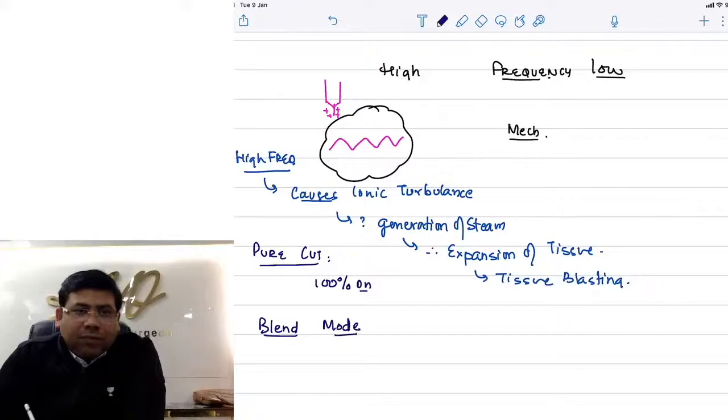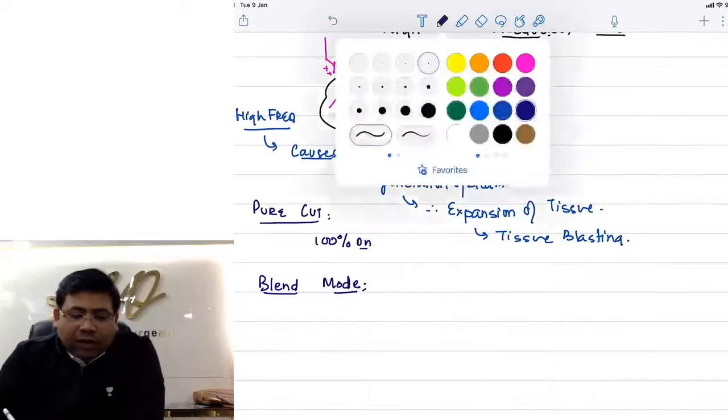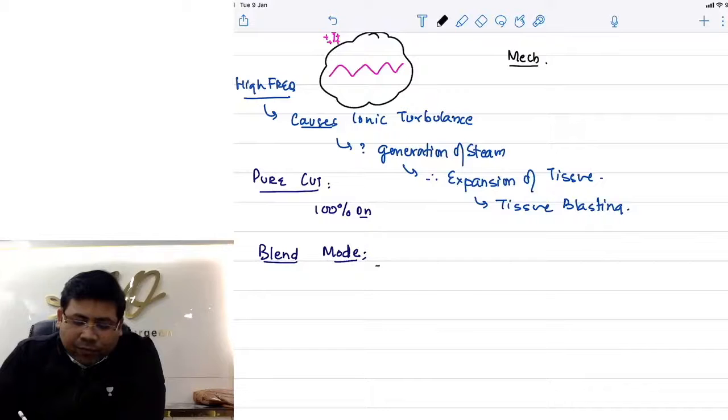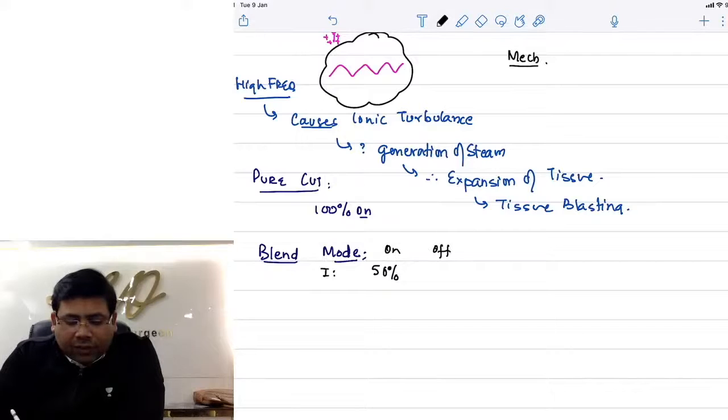What is the concept of blend mode? You are going to blend the on cycle with the off cycle. What do you mean by blending on with the off? The answer is 50% on and 50% off. That means it is far safer than the pure cut.